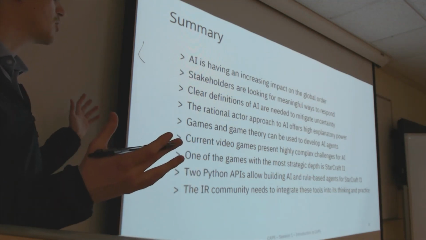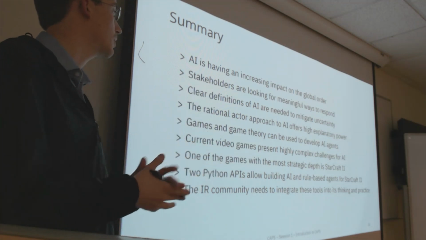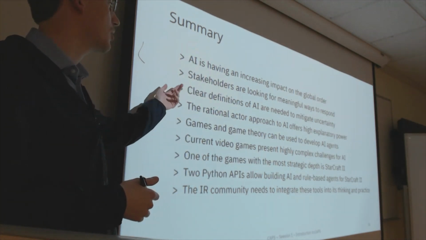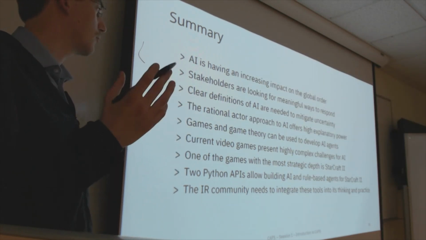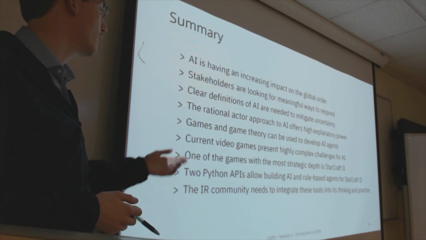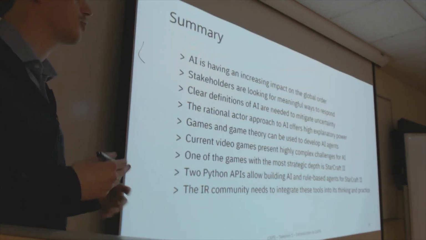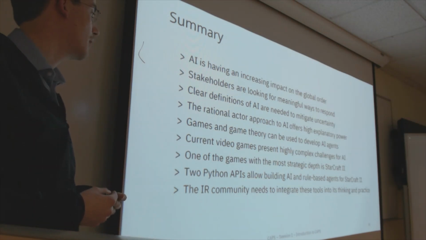And there's a bunch of stakeholders out there who are looking for meaningful ways to respond to this intersection, sort of the problems that arise within it. We need clear definitions of AI to actually mitigate the uncertainty that surrounds this topic. And we decide that the rational actor approach, for a set of reasons, offers the most explanatory power for the kind of task that we want to perform.